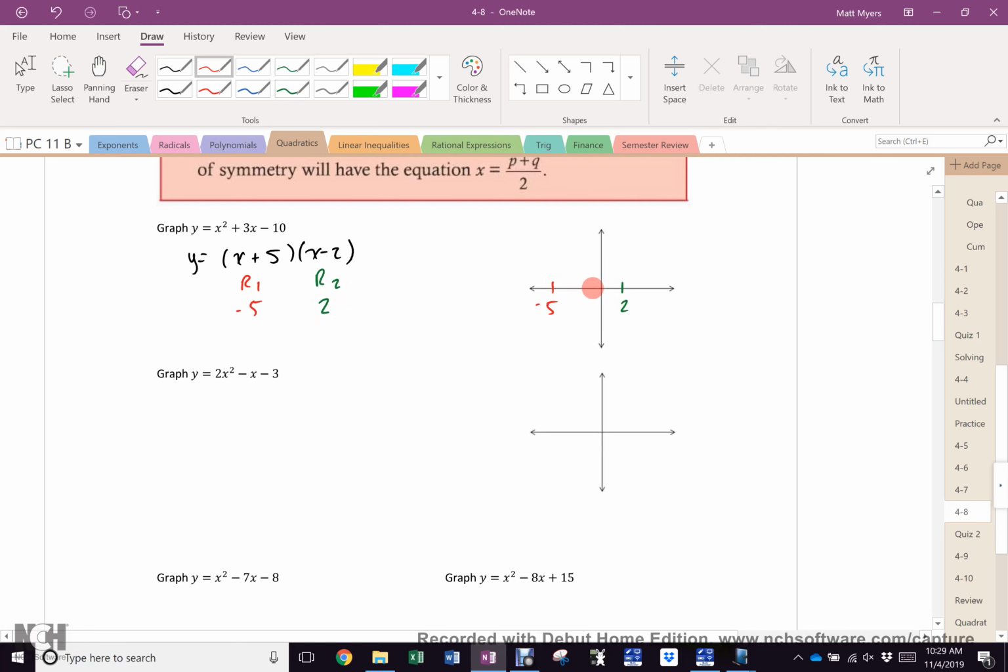Okay, so now all I got to do is find my axis of symmetry. What is it? Negative 5 plus 2 is? Negative 1.5, right? Now let's check and make sure we did our math right. Negative 1.5 is going to be 3.5 away from 2, yes? Is it 3.5 away from negative 5? Negative 4, negative 3, negative 2 is 3 and then a half. So we're good, yes? So we are right here at negative 1.5.